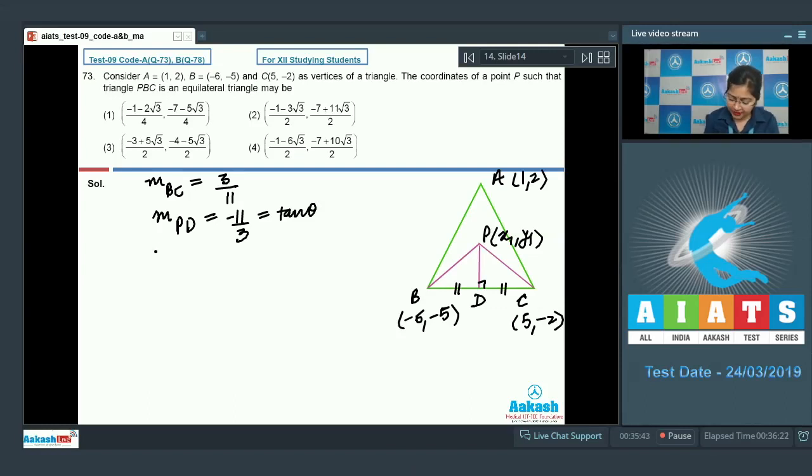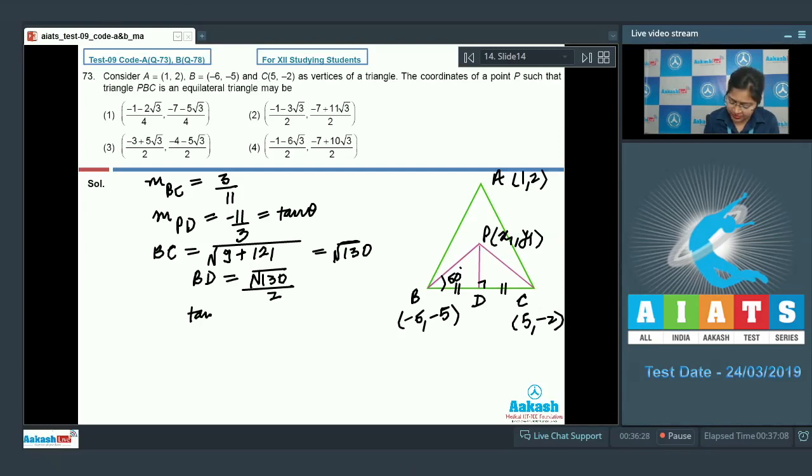Now let us find the value of length BC. That will be equal to under root of minus 2 minus minus 5 whole square, that is 9, plus 5 minus minus 6 whole square, that is 121. So that is equal to under root of 130. So from here we can say that BD will be equal to under root 130 upon 2. Now we have BD and we know that this angle is 60 degrees because it is an equilateral triangle.